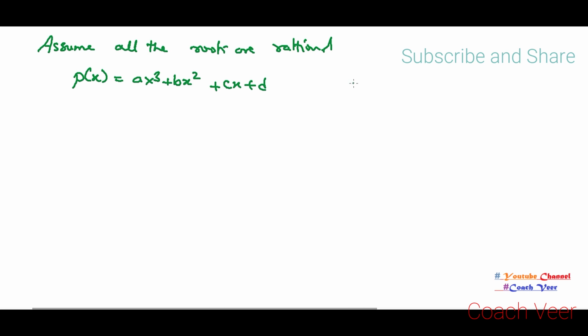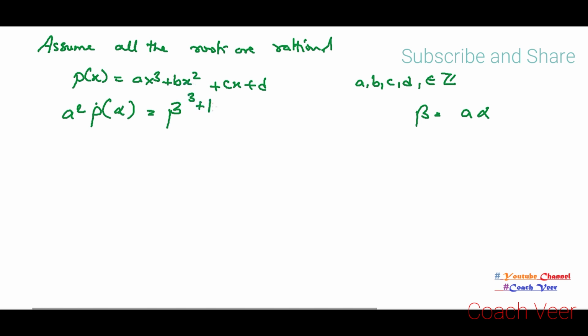Then you are given that a, b, c, d, these all things are integers. Okay, next thing you have to do is transform. You need to write a square P of some other thing you can take, it's up to you, where beta I am putting in place of a alpha. So beta cube plus beta square plus ac beta. This is just a variable, beta, don't worry about that.